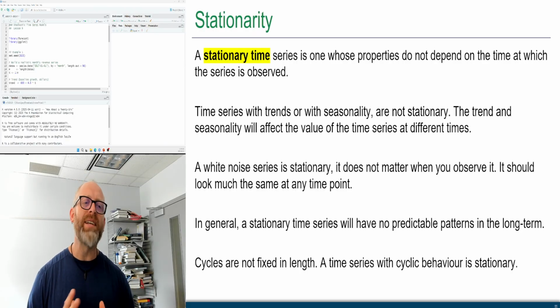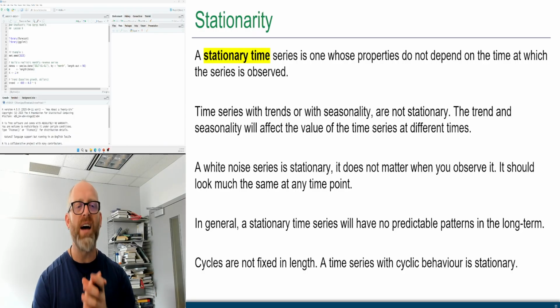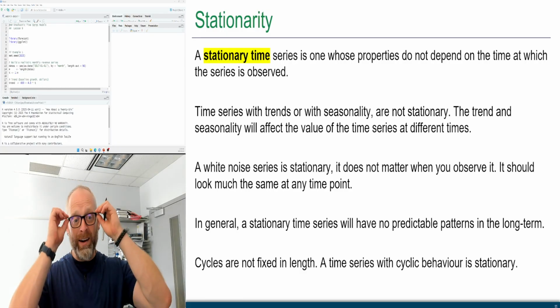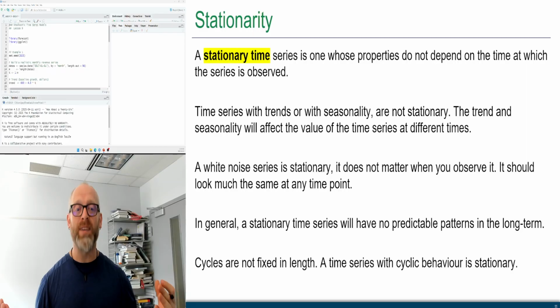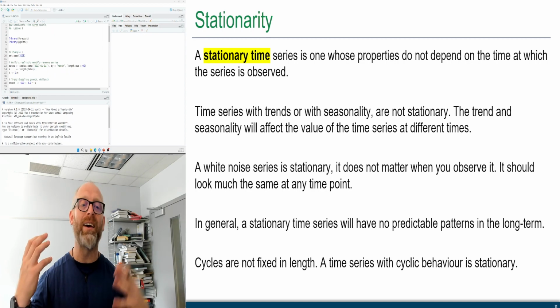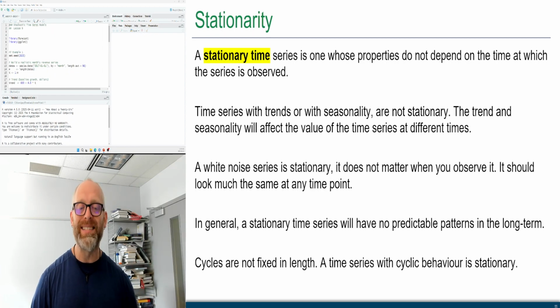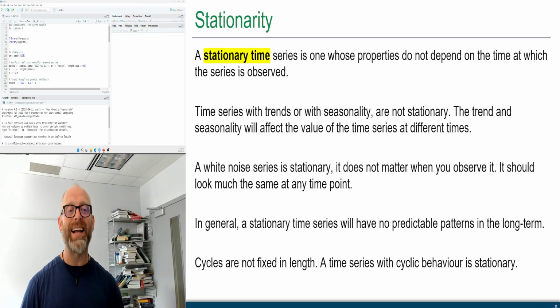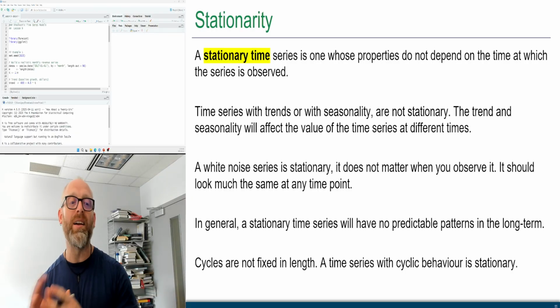So a stationary time series is one whose properties do not depend on the time at which the series is observed. So if I'm talking about the variance, it doesn't change over a period of time. The mean, it doesn't change over a period of time. If I calculate it at time t, or if I calculate it at time s, I'm going to get exactly the same thing. Same with the spread of the data, that variance, I'm going to get it exactly the same. So it's not dependent on time.